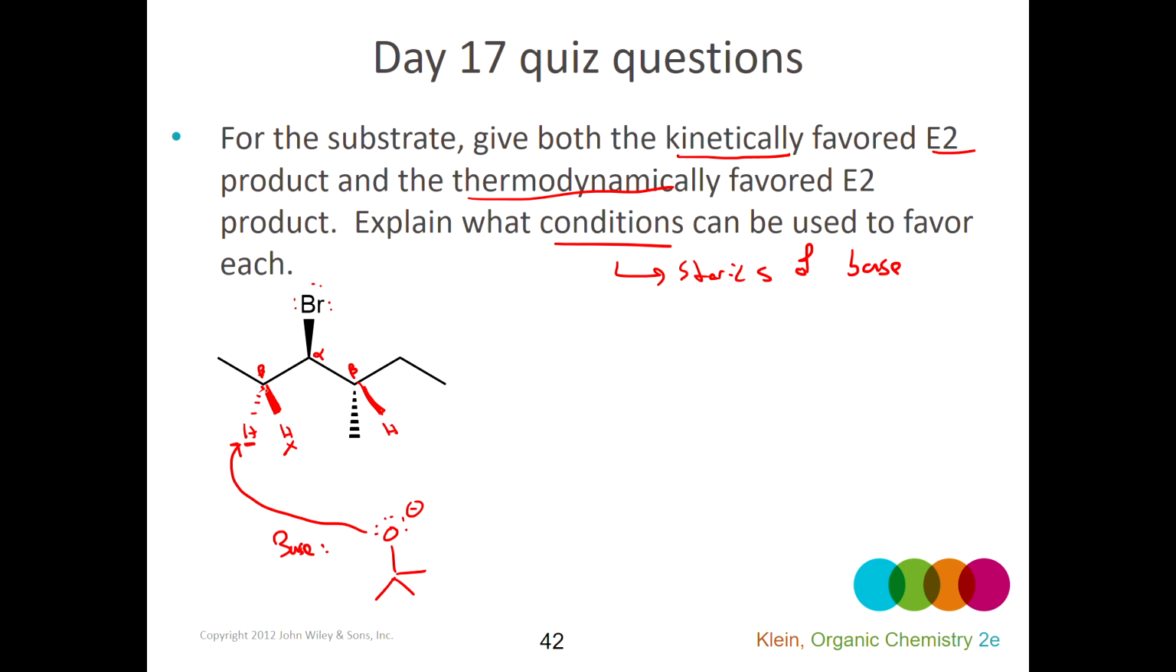This hydrogen is not rotated into the anti-position of the bromine. It's actually gauche. If you remember, gauche is where two groups have a 60-degree dihedral angle. They have to be anti in order to undergo an E2 mechanism. So I'd have to pick off the anti-hydrogen. Its electrons could swing in here since it's in the same plane as the bromine, and that would push the bromine out. In order to have all the electrons flow, the atoms have to be in the same plane. So the kinetically favored product there for a sterically bulky base would produce this double bond here.